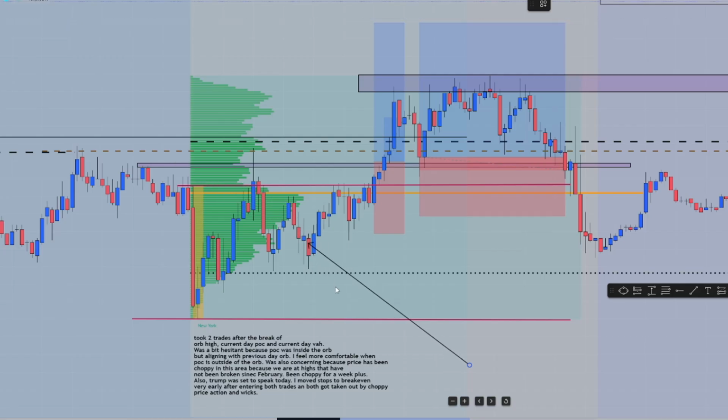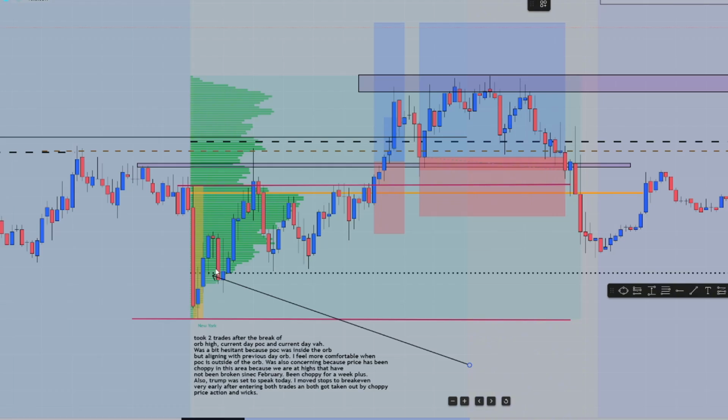So yeah, I was a bit hesitant because POC was inside the orb but aligning with the previous day's orb. I feel more comfortable when POC is outside of the orb. That's a huge thing for me: the point of control will act as a magnet, right? So for me, I can always assume that price is going to come back and retest the point of control.